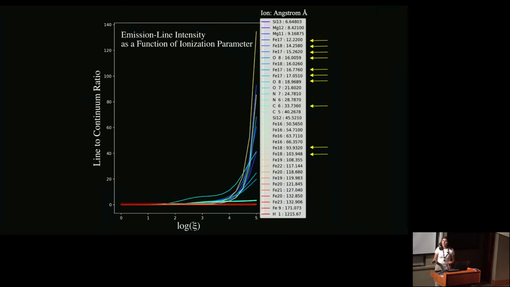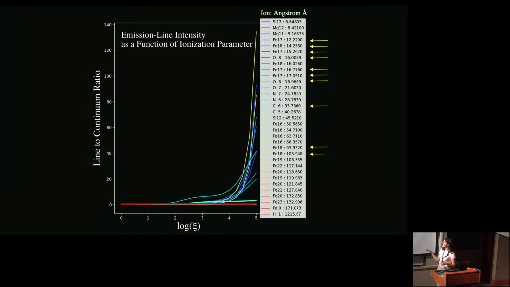Here, I am showing you the emission line intensity as a function of that ionization parameter. I am pointing out the 33 different elements that we expect to see in that range between 5 to 160 angstrom, with the addition of hydrogen. And I have labeled the top 10 most intense elements, so I have the ions and the angstrom wavelength.